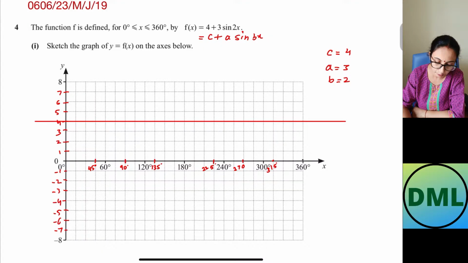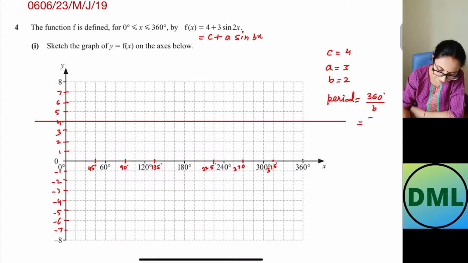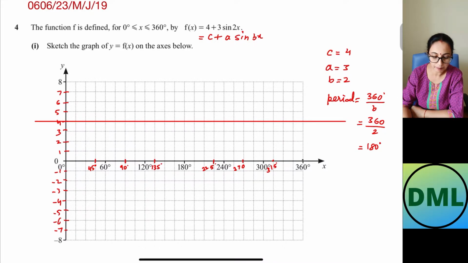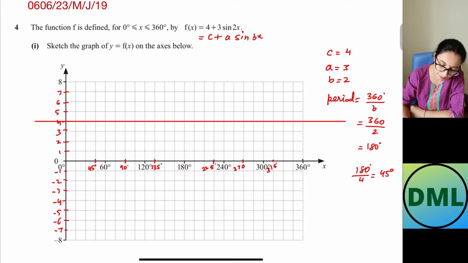I need to find out my period. The value for b is 2. Period will be given by 360 degrees over b value, which is 360 degrees over 2. That is equal to 180 degrees. That means my one cycle completes in 180 degrees. I need to divide 180 degrees into 4 equal parts. 180 degrees divided by 4, you will get 45 degrees each.